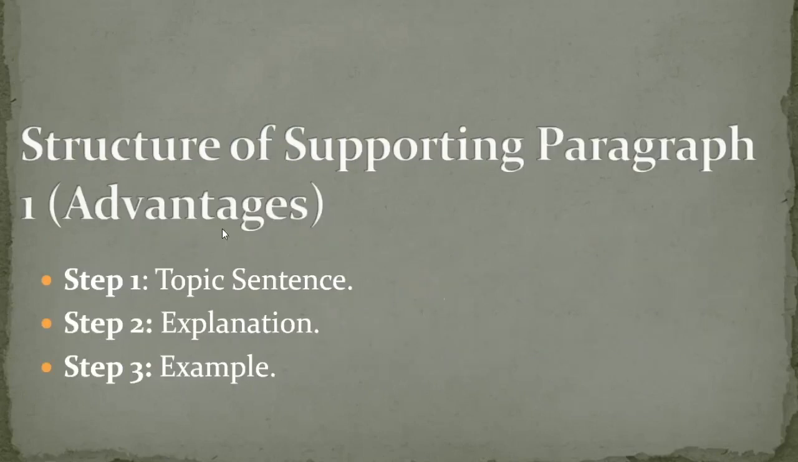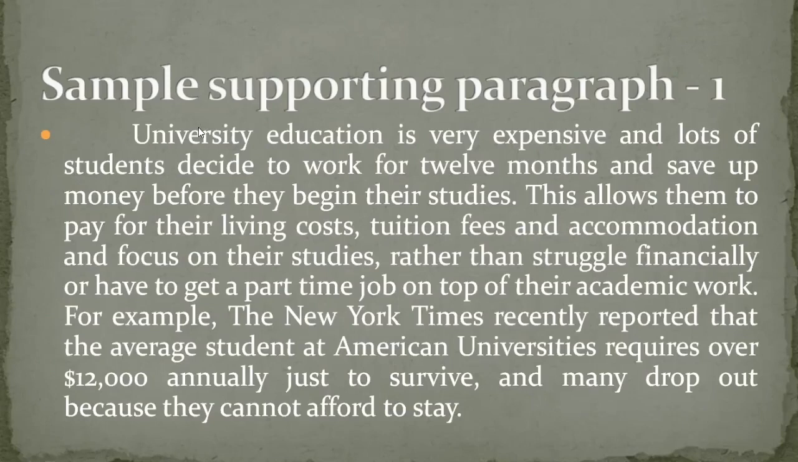Okay. Supporting paragraph 1, advantages, topic sentence, explanation, example. This is really a fixed structure, topic sentence, explanation, example. In most of the body paragraphs that you write, this is what you do. Okay, I'm going to show you an example here. University education is very expensive, and lots of students decide to work for 12 months and save up money before they begin their studies. This allows them to pay for their living costs, tuition fees, and accommodation and focus on their studies rather than struggle financially or have to get a part-time job on top of their academic work.